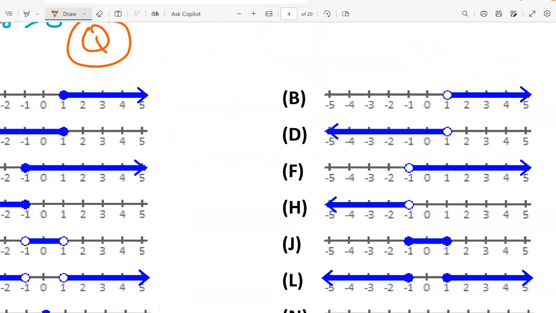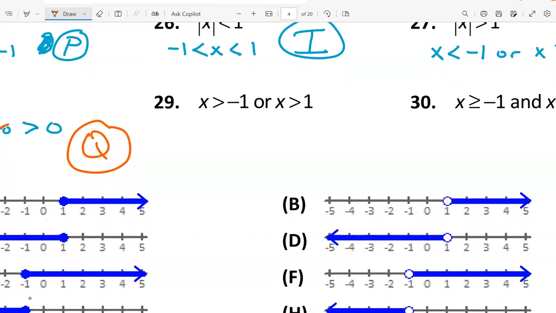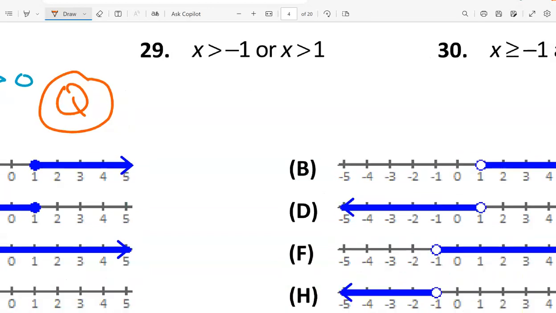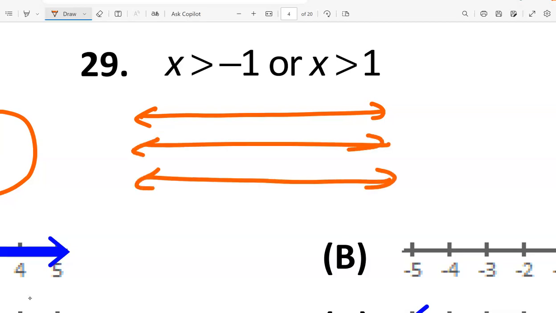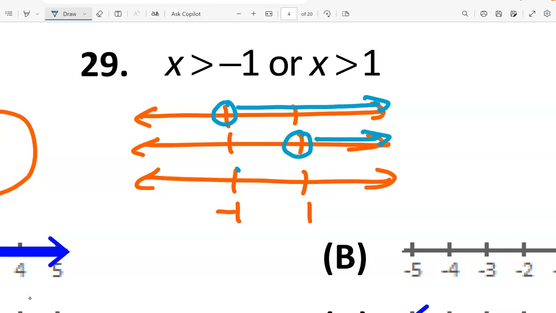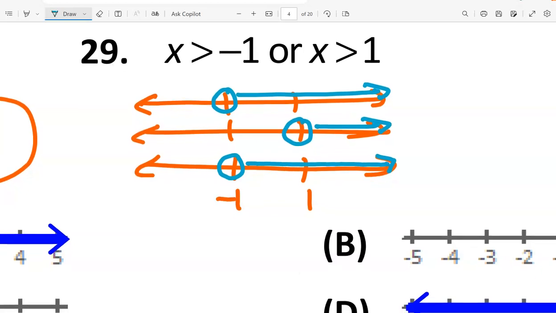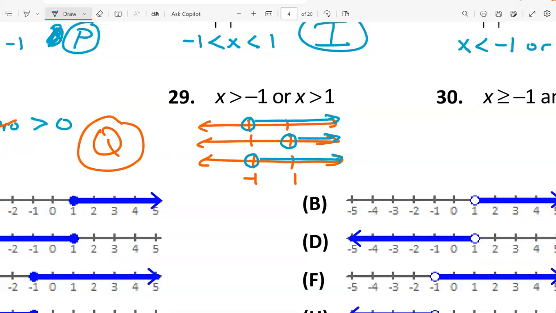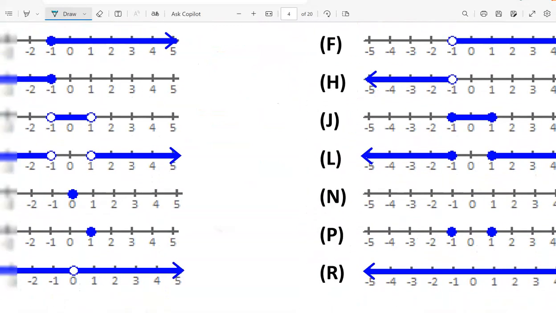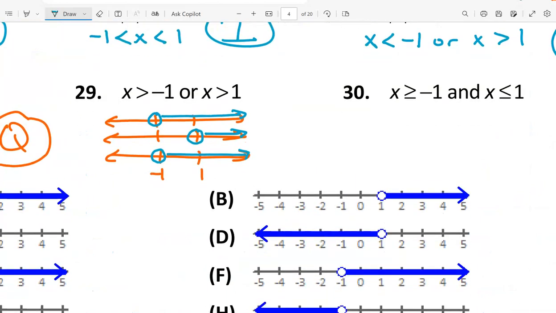For number 29, we have another OR statement. And so I'm going to draw 3 number lines, rather. Let's see if we can make this bigger. So I'm going to mark off -1 and +1 on those number lines. And x is greater than -1 on the first number line, x is greater than +1 on the second, or implies union. So we are looking for what the two have when they are joined together, or when we shade everything that's shaded in both of those sets. And so we are looking for the number line that starts its shading on the right of -1, and so that would be choice F.